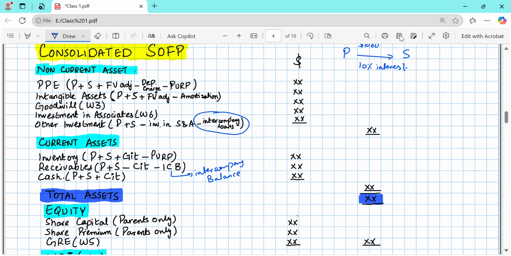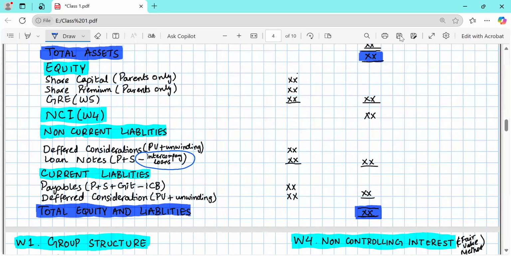Like let's say, for example, the parent company has a receivable of $1,000 against the subsidiary company. So it means the subsidiary would have recorded the payable and the parent would have recorded the receivable, right? The transaction that they have done. Okay. So you have to remove that from receivable and you have to remove that from the payable as well.